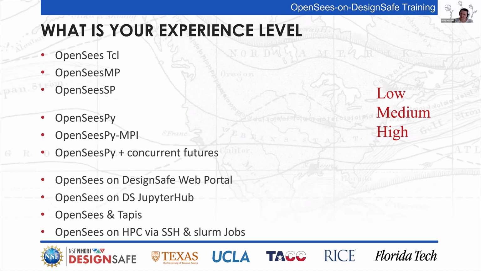And then OpenSees and Tapis, submitting jobs directly, which is really the ultimate goal of what we're going to be doing today, is using Tapis. Okay. Oh, Wasak, you've done this. Okay, cool. Good, good, good. And then the last question is OpenSees on HPC, so on Stampede 1, 2, or 3, using SSH and developing Slurm jobs. Okay.